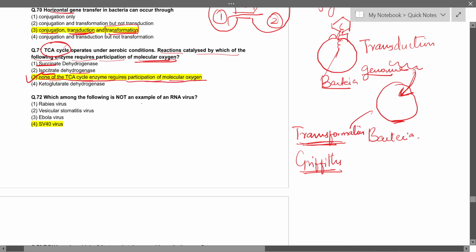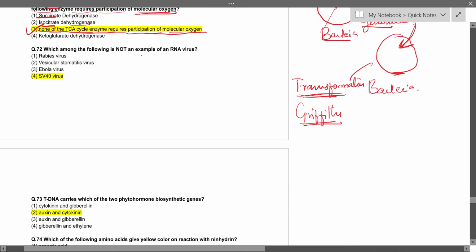Next question, which of the following is not an example of an RNA virus? So, here we see rabies virus is an RNA virus. Vesicular stomatitis virus is also an RNA virus. Ebola virus is an RNA virus. Whereas SV40 is a DNA virus. So this is the correct option.